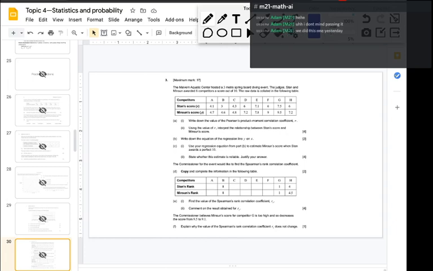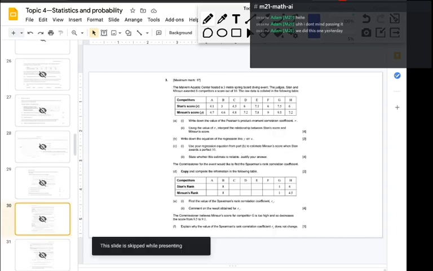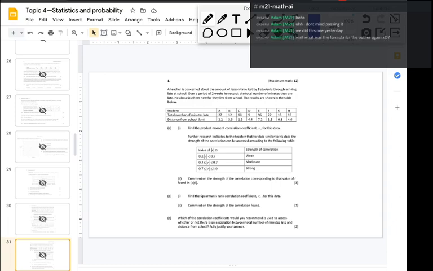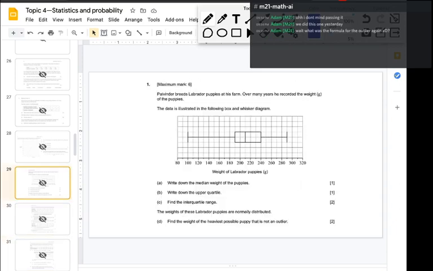We also did this one yesterday. It's just Pearson and Spearman. I think we have another one in the next question. Yeah, see, we have another one in this question. Teachers are concerned about the amount of lesson time lost by eight students. Oh, the formula of the outlier is, okay. Let's just work on this one then.